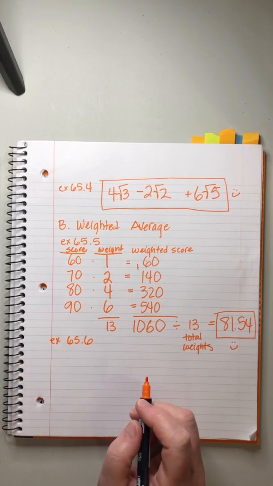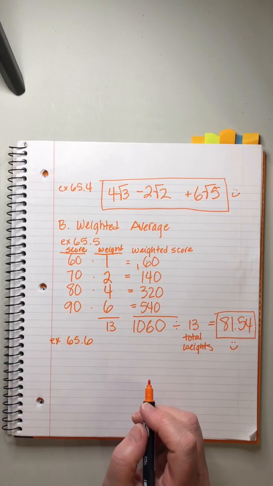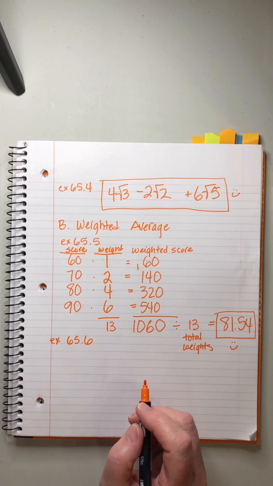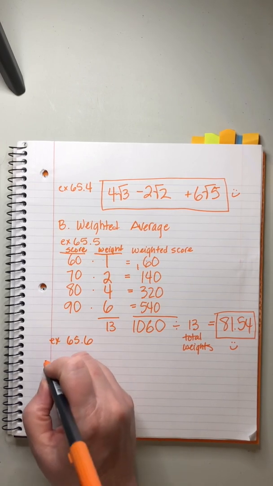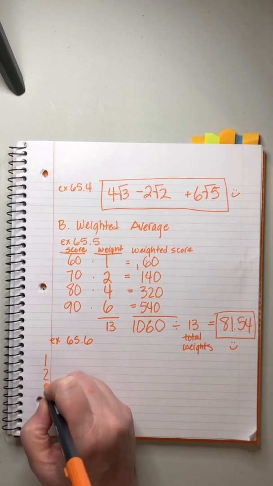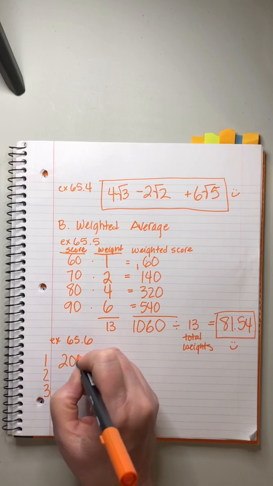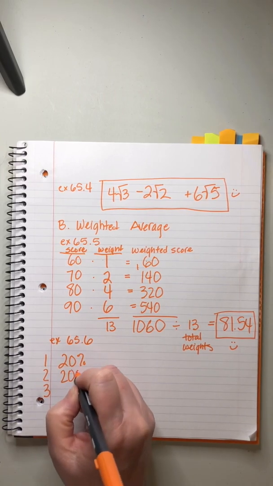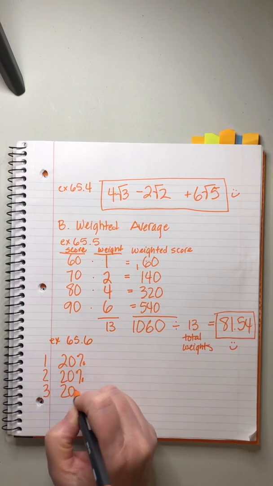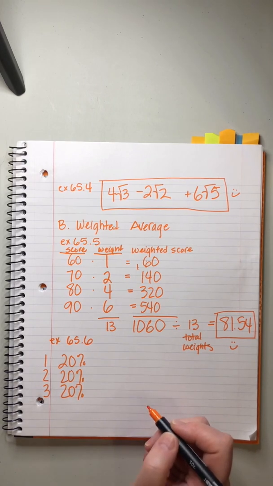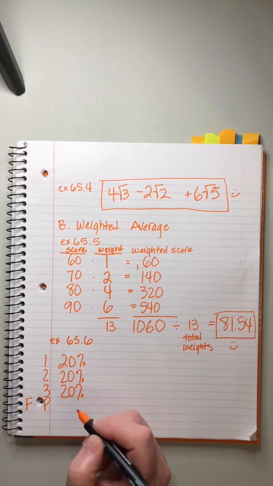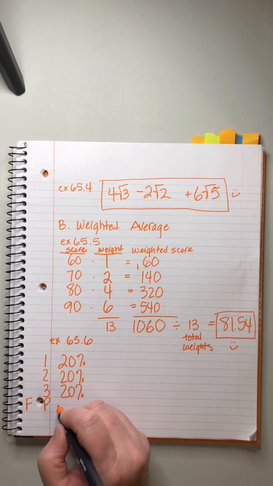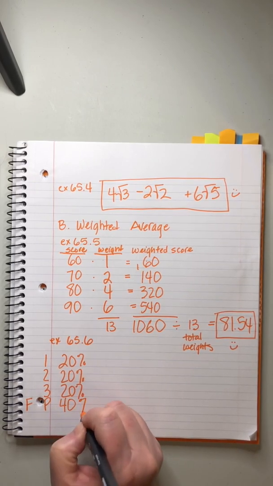65.6. All right, in the graduate level course, Smith was taking, each of the 3 tests were weighted 20%. Okay, so there were 3 tests, 1, 2, 3, and they were each weighted 20%. And the final paper, I'm going to write FP for final paper, was weighted 40%. Oh, that's very, very typical, right?